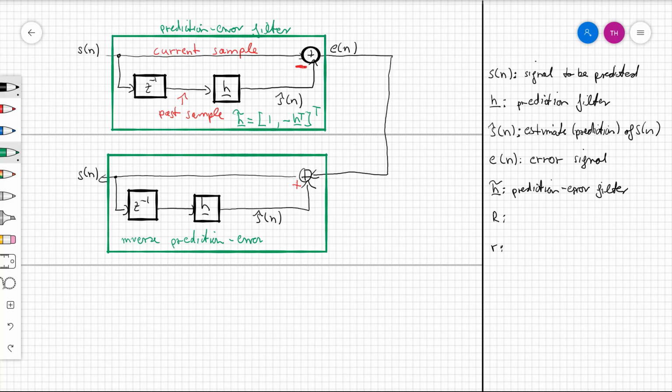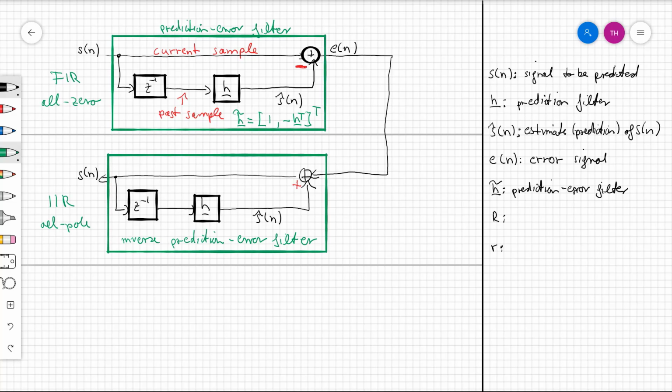If you compare those structures, the prediction error filter is a pure FIR structure, meaning that the filter is an all-zero filter. And down here, the inverse of the prediction error filter is a pure IIR structure, meaning that it is an all-pole filter.